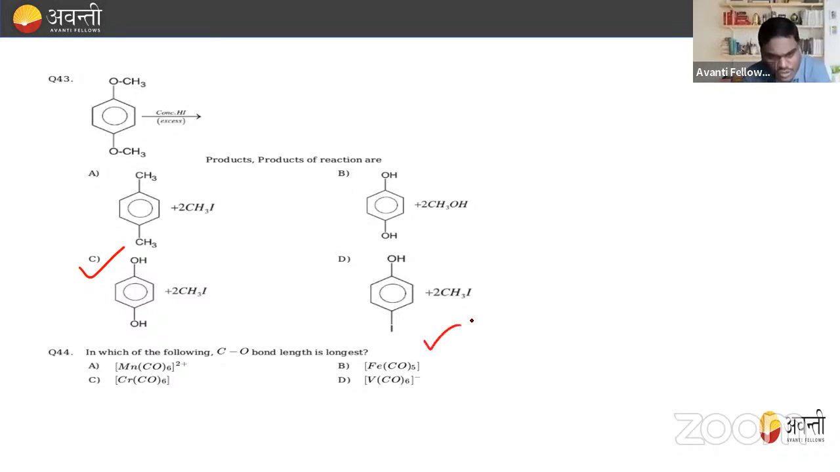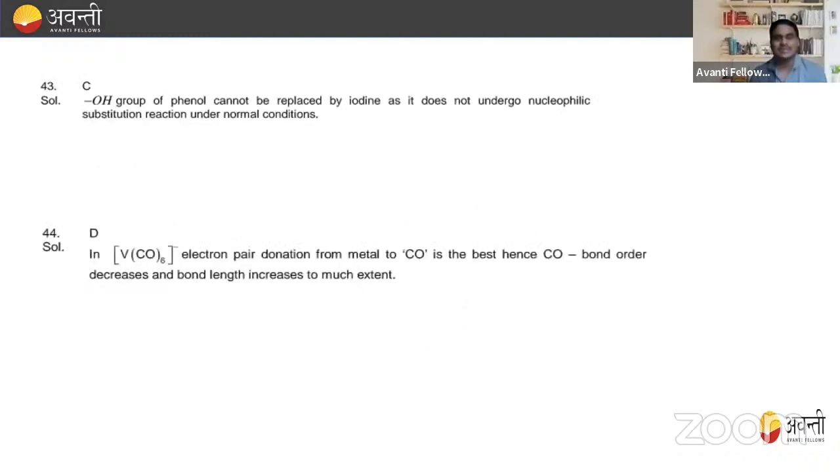Now, in this question, in which of the following is the CO bond length longest, always remember the complex having negative charge is always having the longest CO bond length. So out of these four options, only option D has a negative charge on its complex. That's why their CO bond length is longest there.